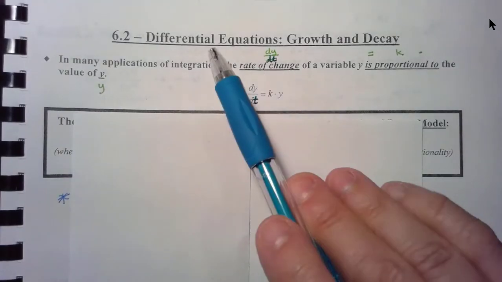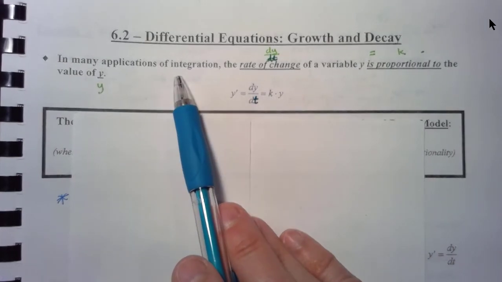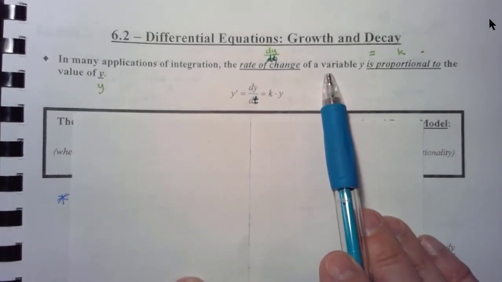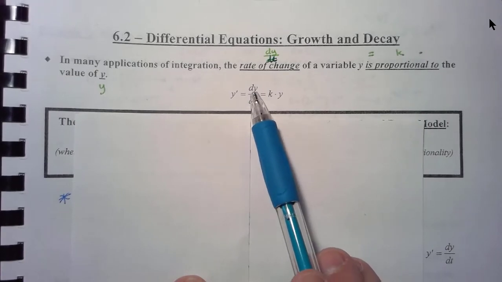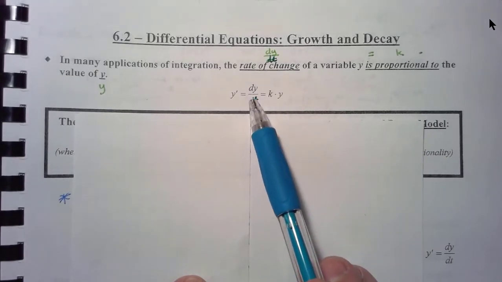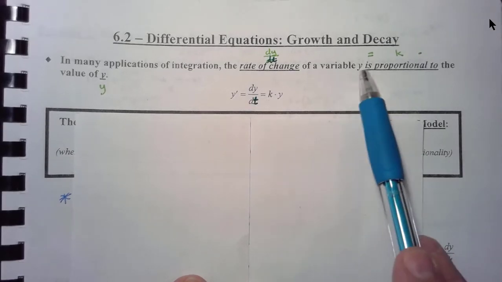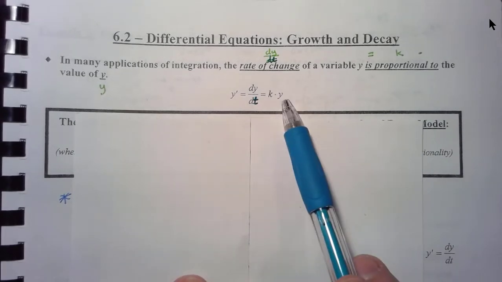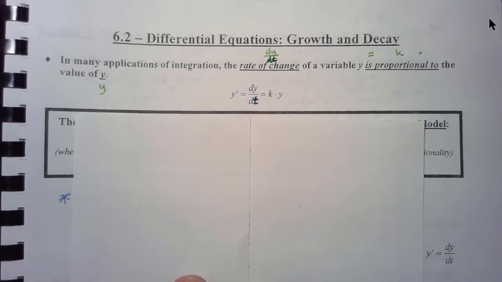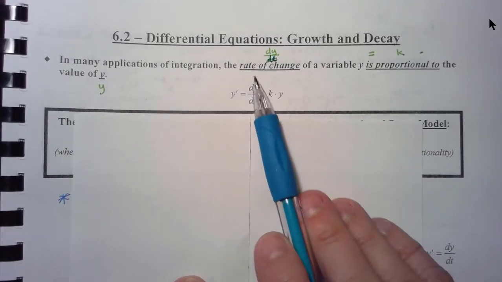6.2, differential equations, growth and decay. In many applications of integration, the rate of change of a variable y is proportional to the value of y. In other words, y prime or dy dt, the rate of change of a variable y, is proportional to y. So when you see the rate of change of a variable is proportional to the variable, this is your setup.